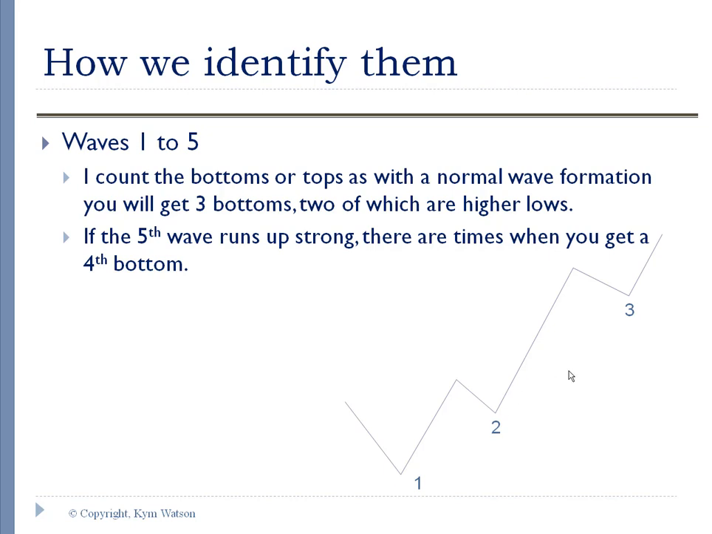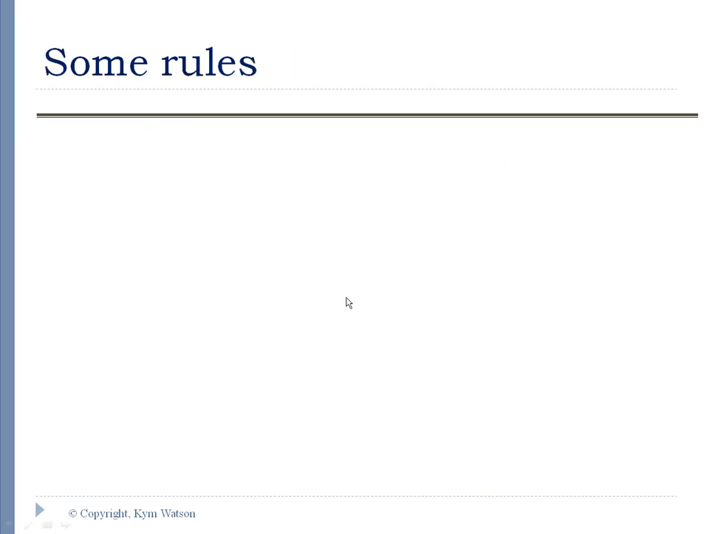I've pointed out the three lows that you would get, or three lows which become higher lows. Two of them become higher lows as we run through here. But there are times on a fifth wave where it's moving so much you could get the corrections as it pulls back and then pushes up, so you get that extra looking bottom in the whole move. So just be aware of that.